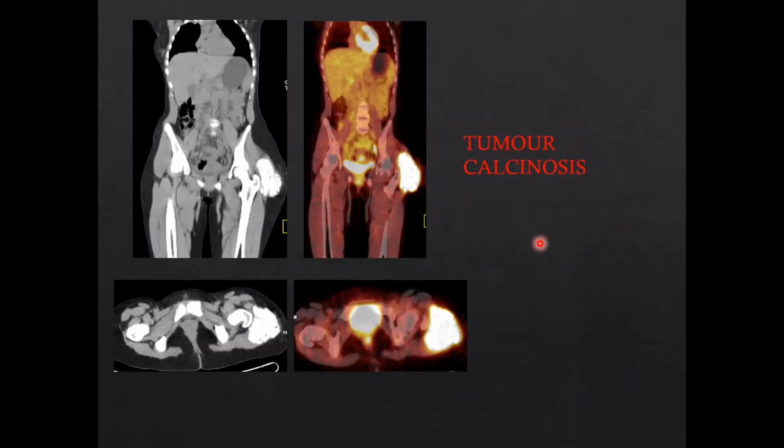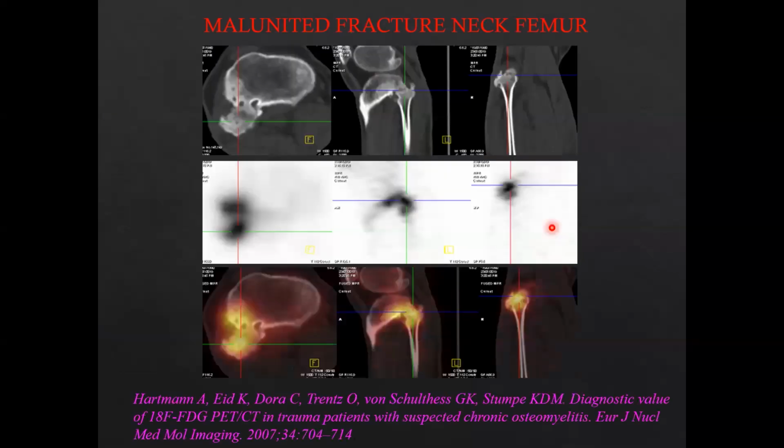Now, malunited fracture neck of femur here. If you see this, there is malunion, but there is some significant activity along the malunited areas, with cortical irregularity. So, it is consistent that the malunion is because of some sort of infective activity going on in the region, and that is one of the reasons the union has not happened in a proper way and it has resulted in malunion.